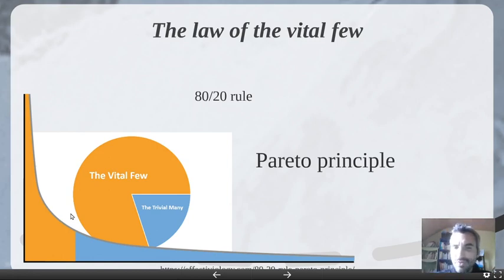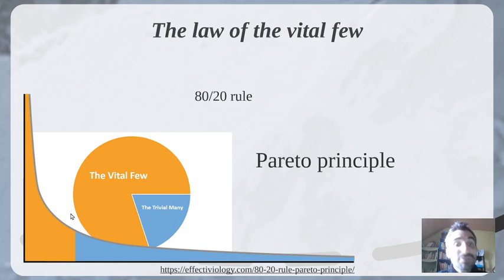Okay? And this is the same for a lot of things actually. If you have a business, for example, maybe 20% of your clients will provide you 80% of the troubles, or in reverse, 20% of your clients actually provide 80% of your wealth. And you will think about a lot of things in your life, but it can be the same. Or 20% of your friends are the vital few, etc.